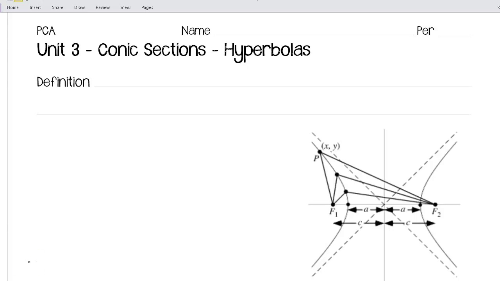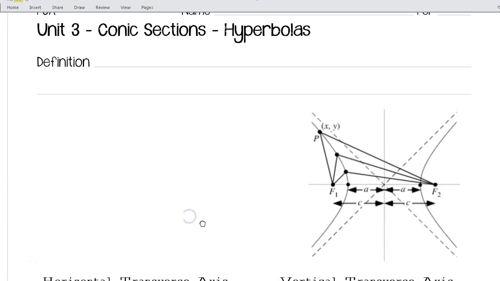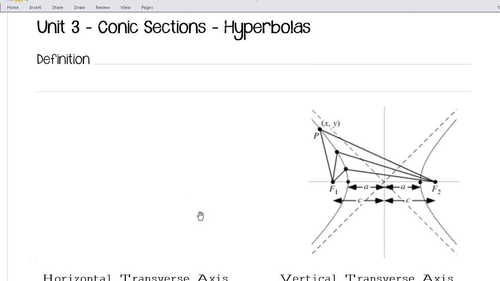This is Mr. Martin. These are notes for Unit 3, conic sections. We're talking about hyperbolas. This is for pre-calculus advanced. So this is going to be our last conic section. We've talked about circles, parabolas, ellipses, and now we're talking about hyperbolas, which is a different slice of our cone.